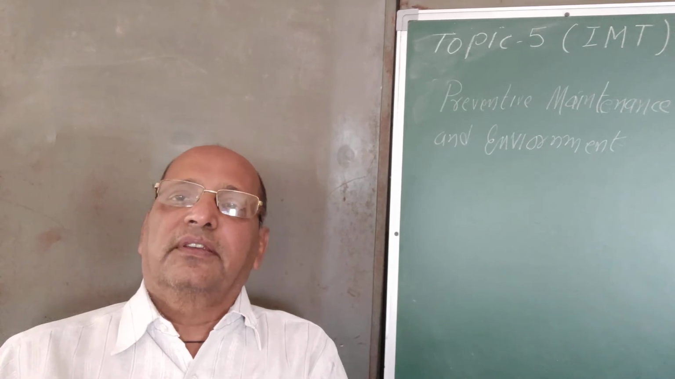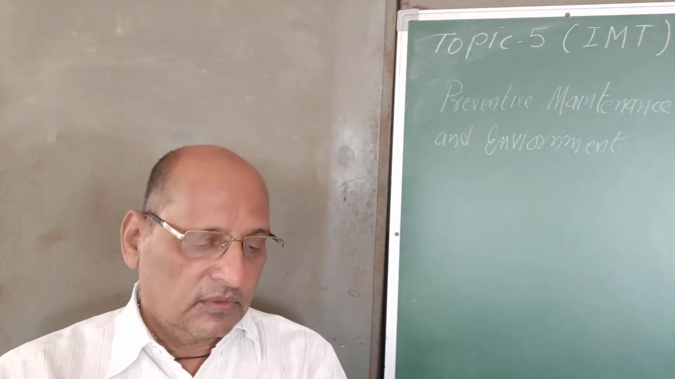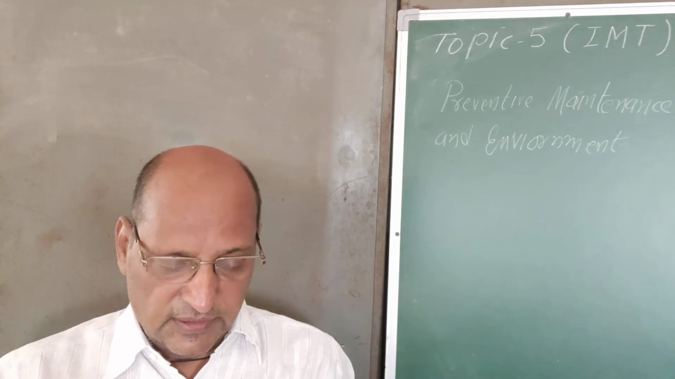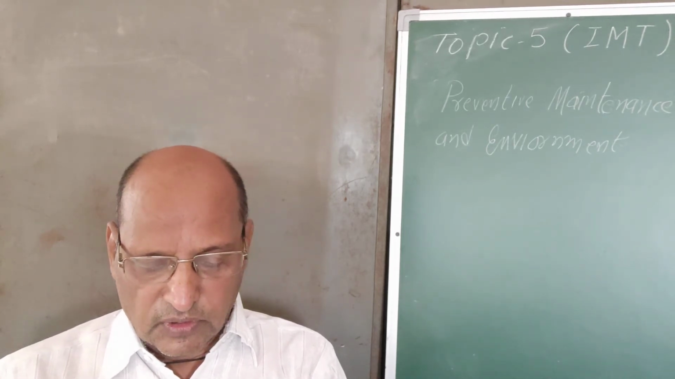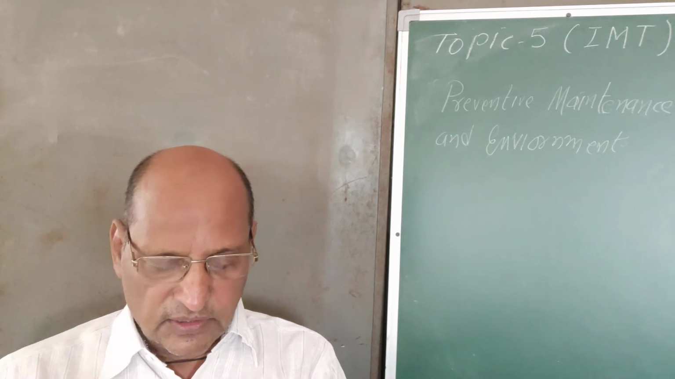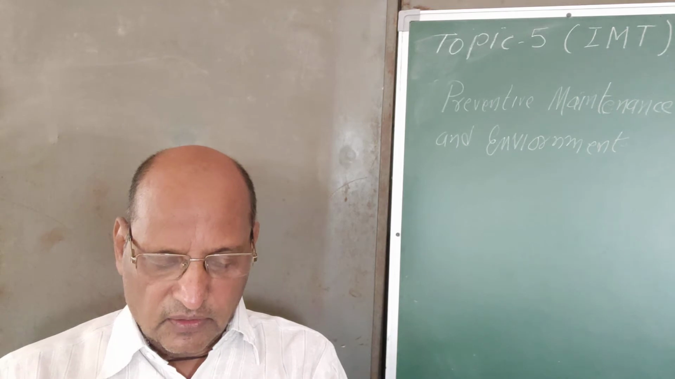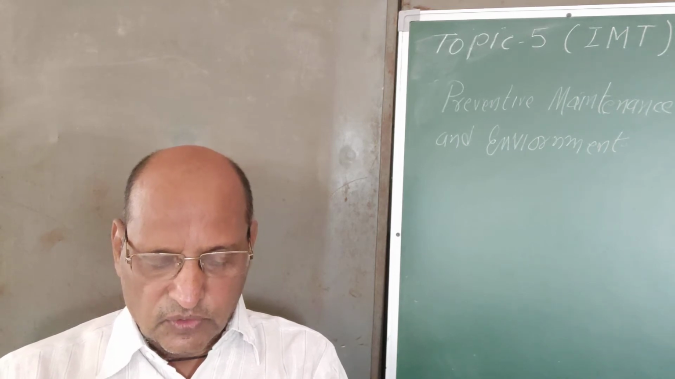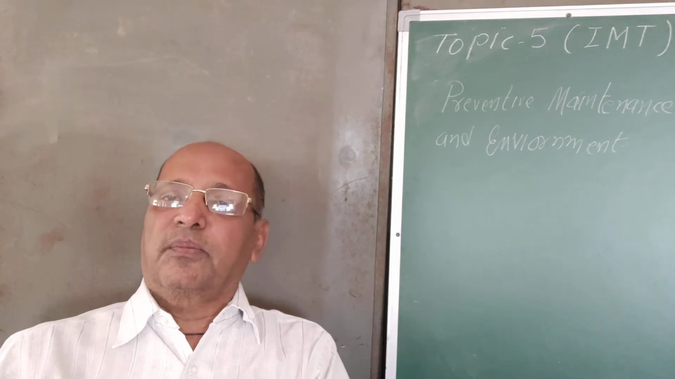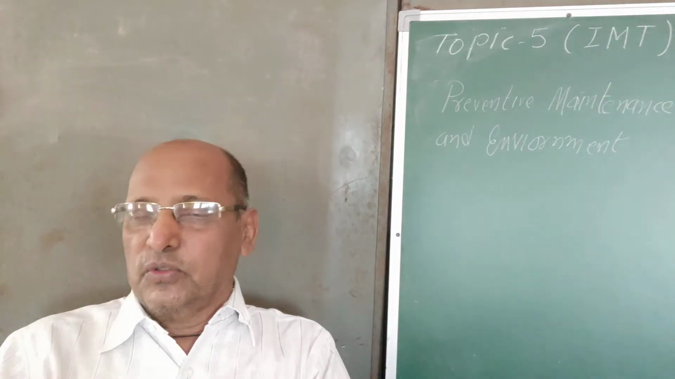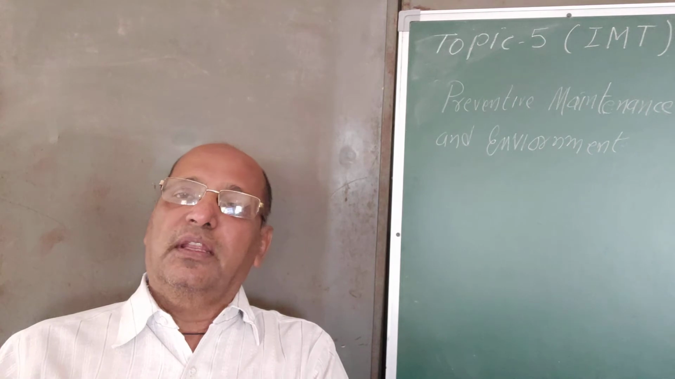Today I will discuss the remaining part of topic number 5, that is, preventive measures to control the environmental pollution that results from the production of smoke, gases or fly ash. Smoke gases are normally obtained in thermal power plants where coal is burned in the boilers.